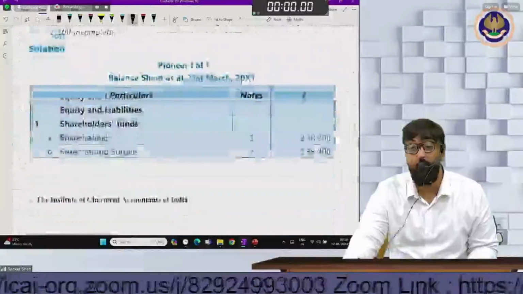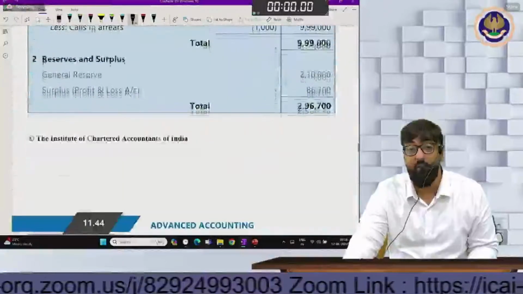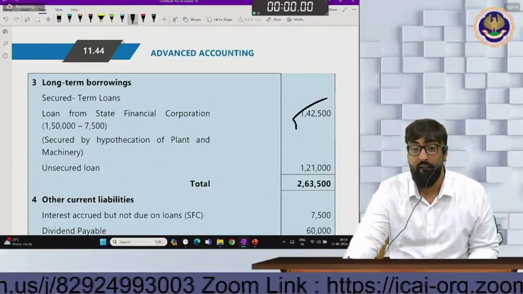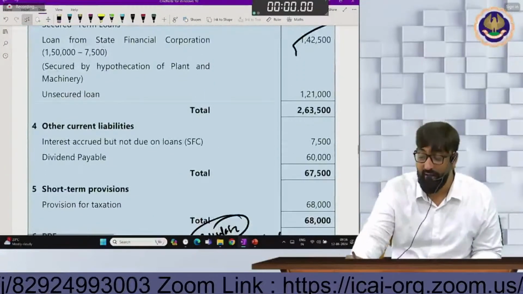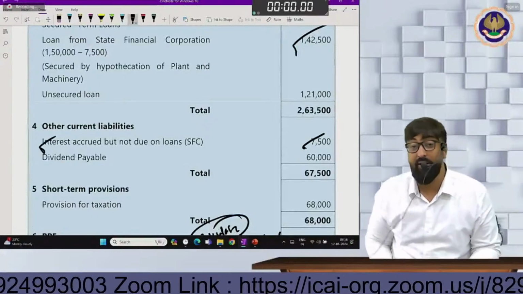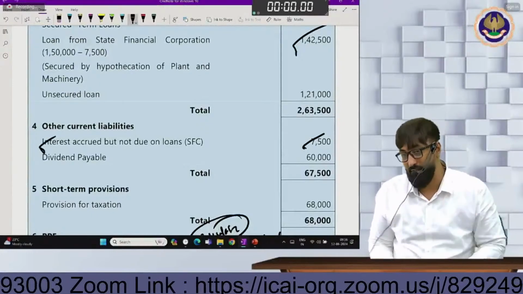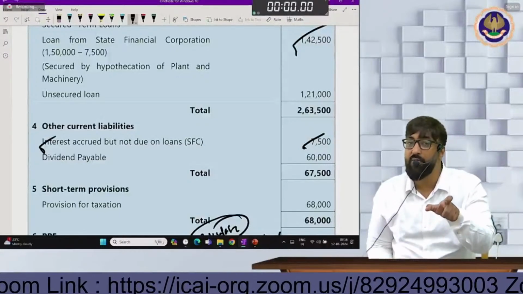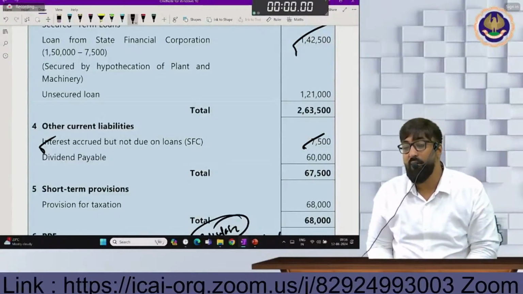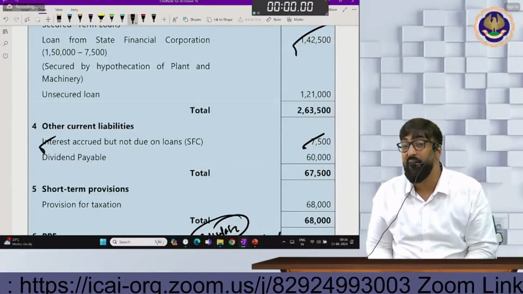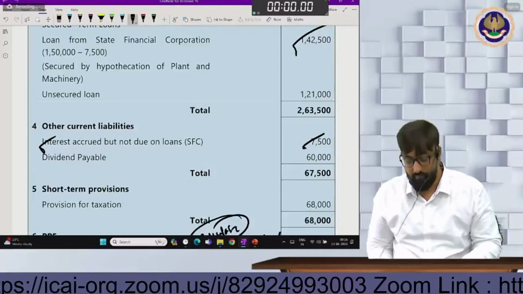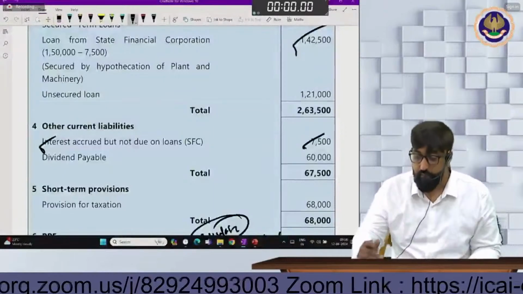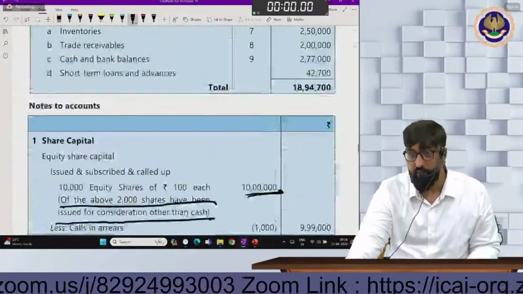So long-term borrowing में कितना आएगा? In long-term borrowing you will write beta only 142,500. And where you will write 7,500? Other current liabilities. So you need a bifurcation. So are you going to put full amount 1,50,000 under the long-term borrowings, or you will bifurcate it? So we'll bifurcate it. Very good, beta. Very good. ये भी हो गया. Next one.